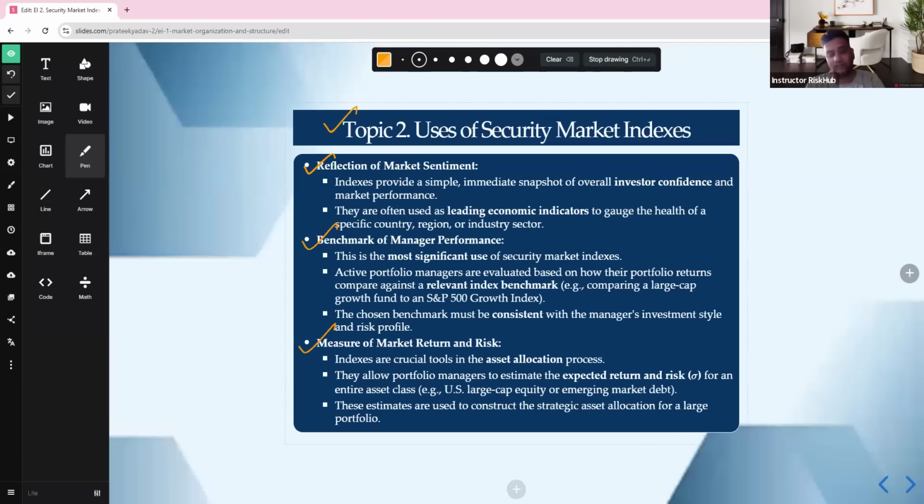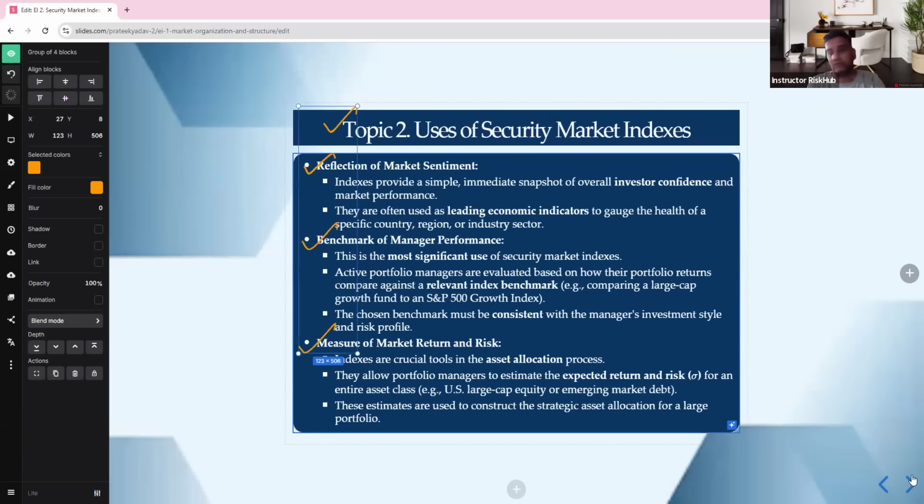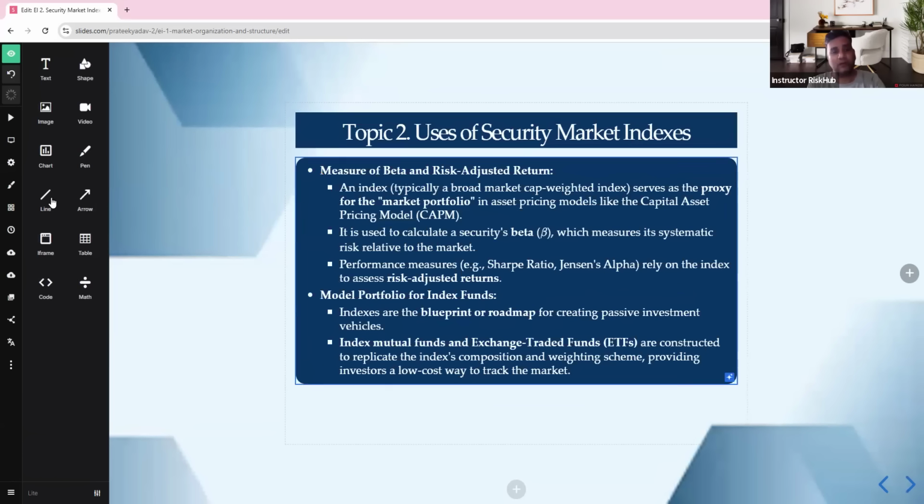Index is a proxy for an asset class used to estimate your expected return, your risk, standard deviation, and helps in asset allocation, portfolio construction. To think like a portfolio manager, instead of analyzing 500 stocks individually, use an index, which represents your entire market, right? So, which is very, very important. Okay. Then once we've understood this, we go to the next part.